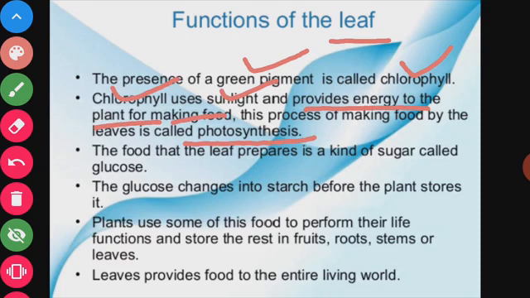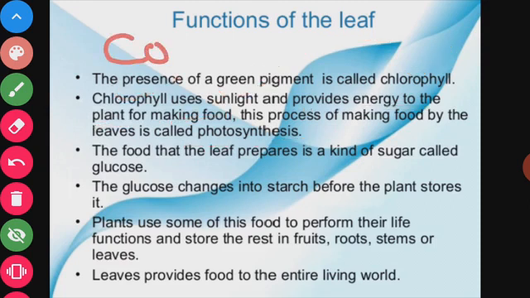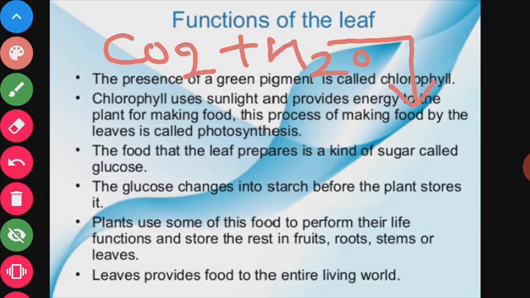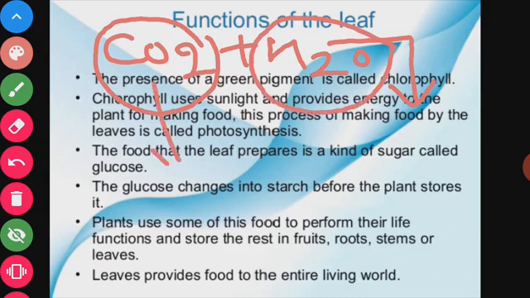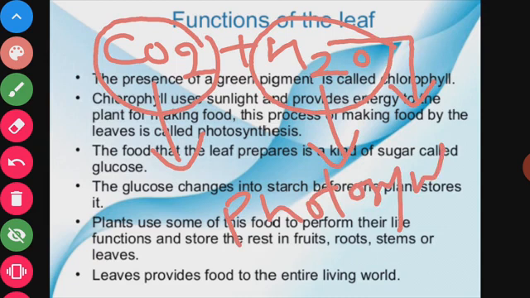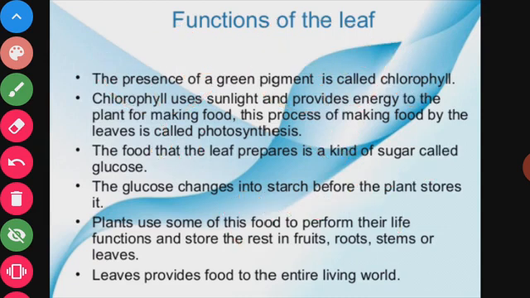But is only chlorophyll necessary for the process of photosynthesis? No, carbon dioxide and water are also necessary for the process of photosynthesis. This carbon dioxide is present in the air, and this water is present in the soil. Plants use both carbon dioxide and water for photosynthesis. This is one of the functions of the leaf, that they perform the process of photosynthesis.